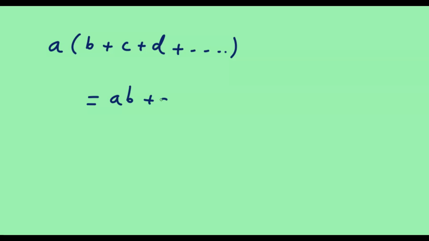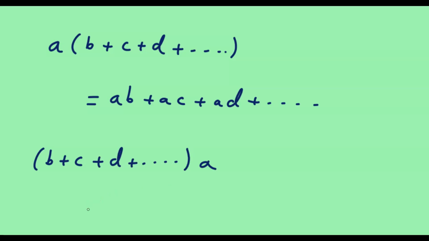We can also extend the distributive law to more than 2 numbers. If we do that, we have A times (B plus C plus D and so on) is equal to AB plus AC plus AD and so on. We also have (B plus C plus D and so on) times A is equal to BA plus CA plus DA and so on.